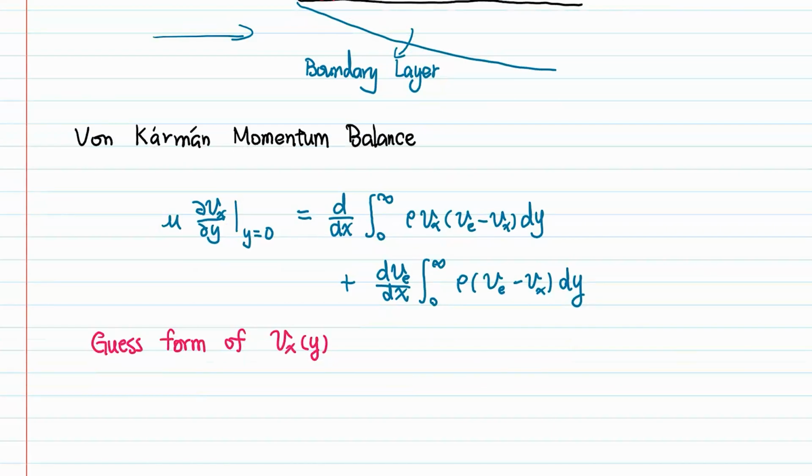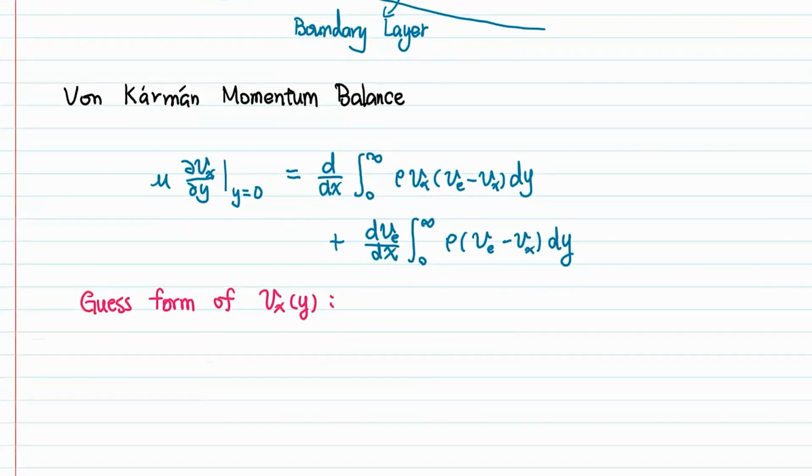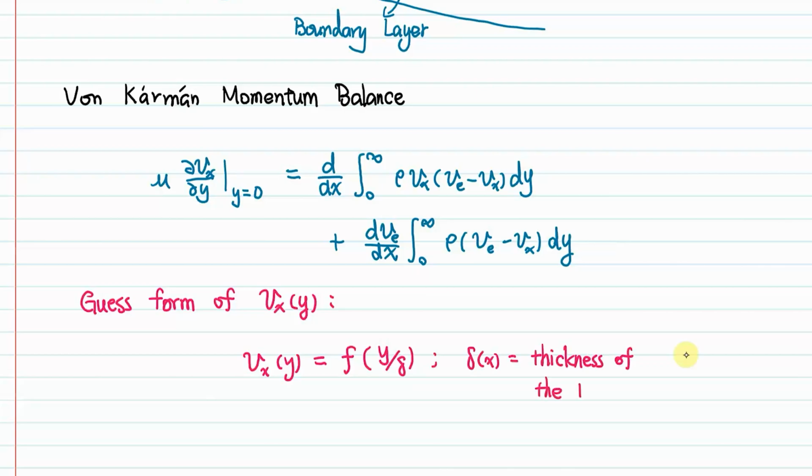Okay? So our guess would be like the following. Basically, we know that v sub x of y would be a function of y within the boundary layer thickness. Once you're outside the boundary layer, there's no y dependence anymore. It'd be a constant. Okay, so here the delta of x would be the thickness of the boundary layer at different positions. Okay?